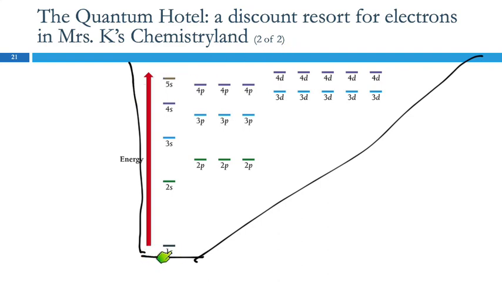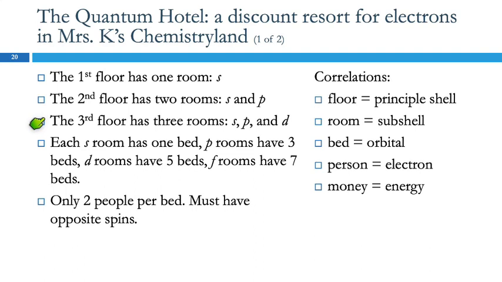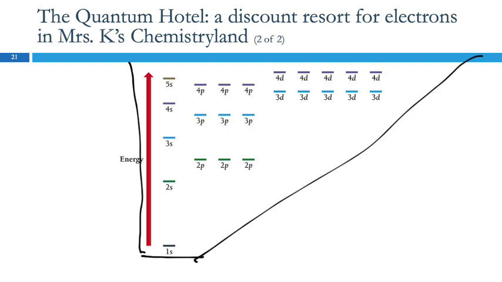On the first floor, there's 1 room. On the second floor, there's 2 rooms. On the third floor, there's 3 rooms. On the fourth floor, there's 4 rooms. So the floor number is how many rooms are on that floor. And then those rooms, instead of like a normal place where this room might be 101 and this might be 201 and 202, instead of numbers, we're going to use letters. So on the second floor, there's an S room and a P room. On the third floor, there's S and P and D rooms. On the fourth, there's S, P, D, and unshown would be the F rooms.